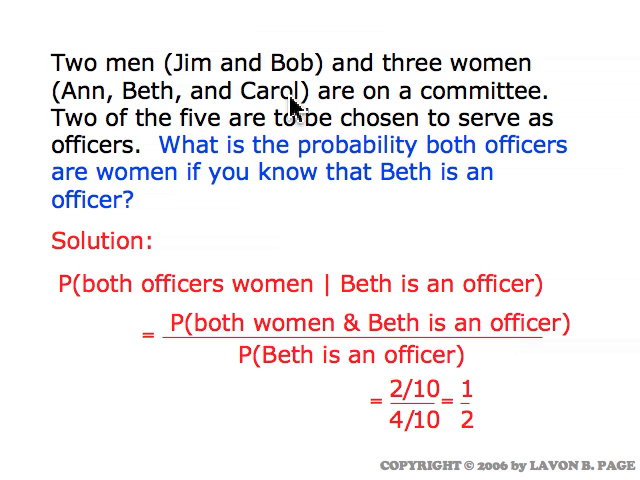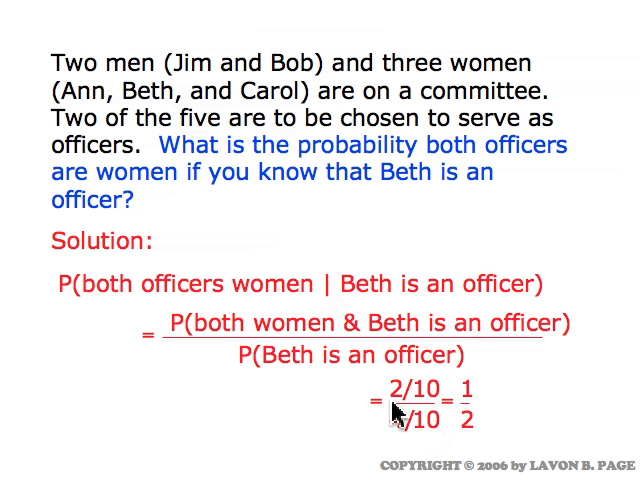How many ways can you have 2 officers where one of them is Beth and both are women? To have both of them be women and one of them be Beth, you've got to have either Ann and Beth or Carol and Beth, right? Those are the only 2 cases out of the 10 where you have 2 women with one of them being Beth. So this probability upstairs is going to be 2/10.